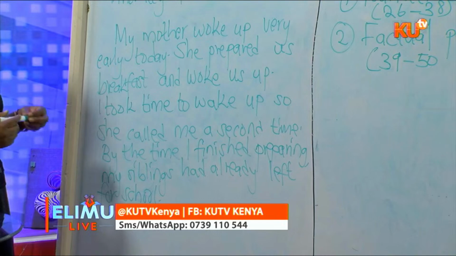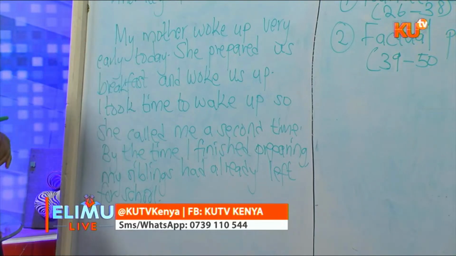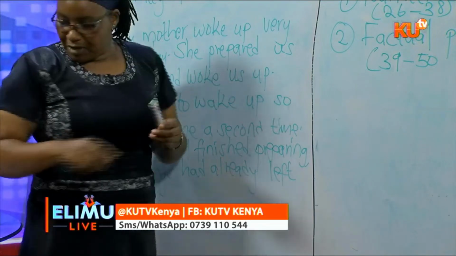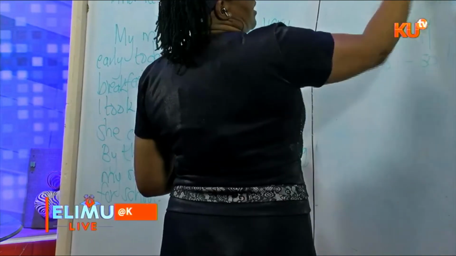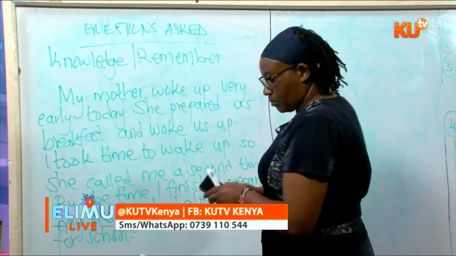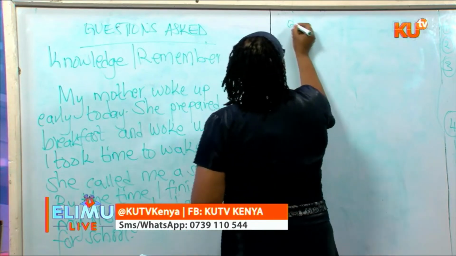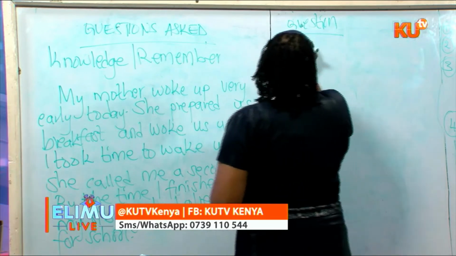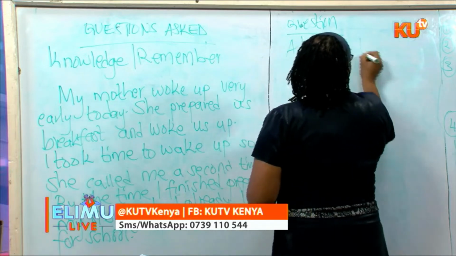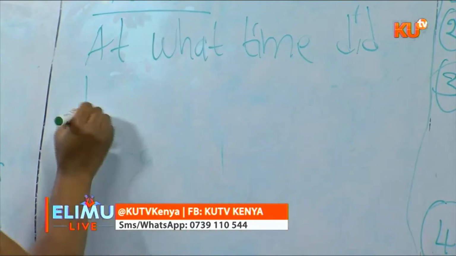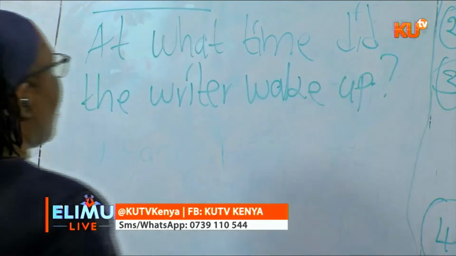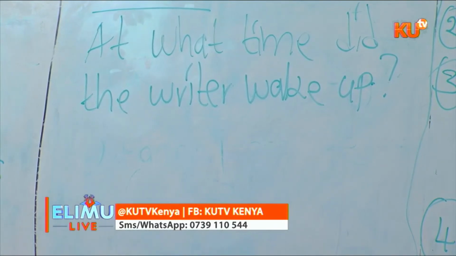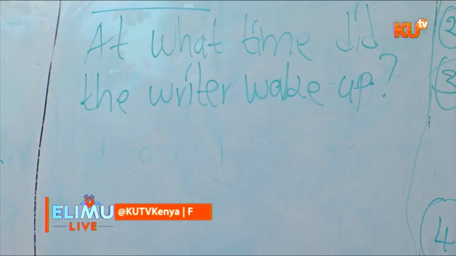Now, I'm going to ask a question from one of the sentences. So my question will be, I'm writing the question here. The question is, at what time did the writer wake up? From that short paragraph of a passage, there's a question: at what time did the writer wake up?